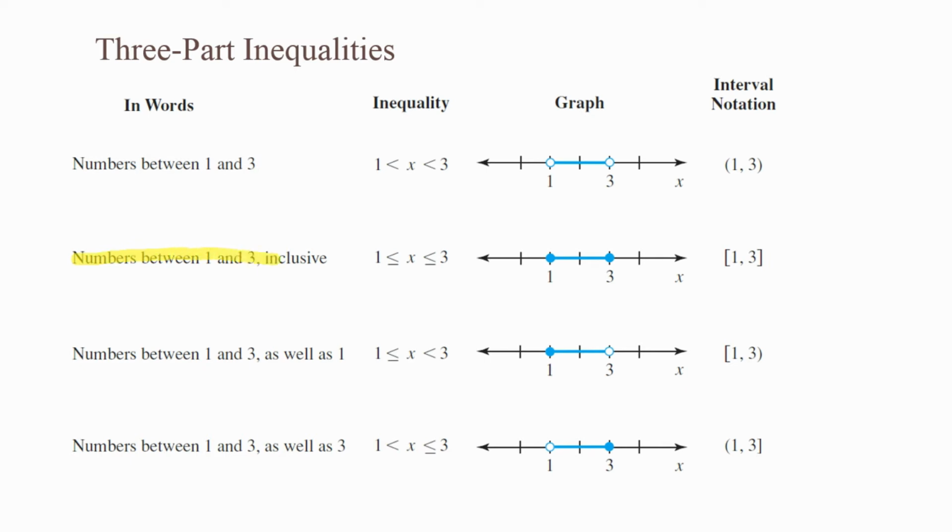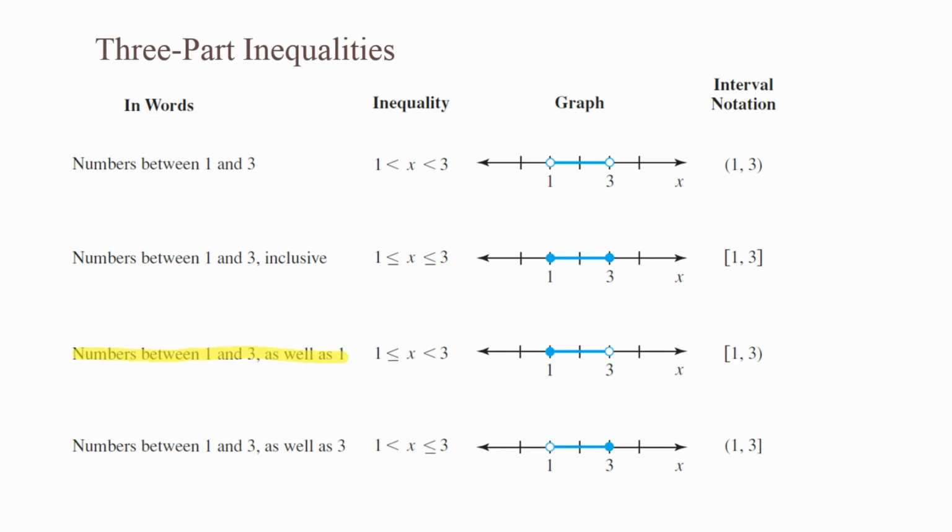Numbers between 1 and 3 inclusive. The inequality would be 1 less than or equal to x less than or equal to 3. For the graph, we have solid dots for 1 and 3, and we still graph between the dots. For the interval notation, we have bracket 1, comma, 3, close bracket.